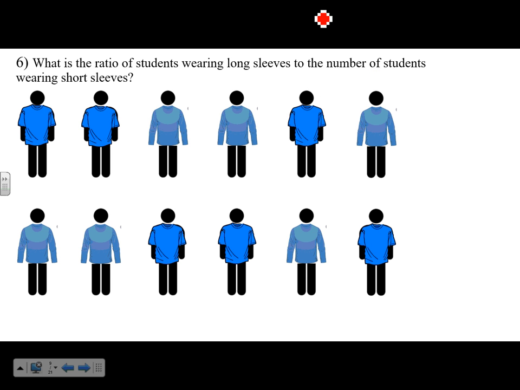And what is the ratio of students wearing long sleeves to the number of students wearing short sleeves? So long sleeves first. If you go through, we have 1, 2, 3, 4, 5, 6 with long sleeves, which means we have 1, 2, 3, 4, 5, 6 with short sleeves. So the ratio would be 6 over 6, which is 1, or 1 to 1. Make sure you use those fractions.